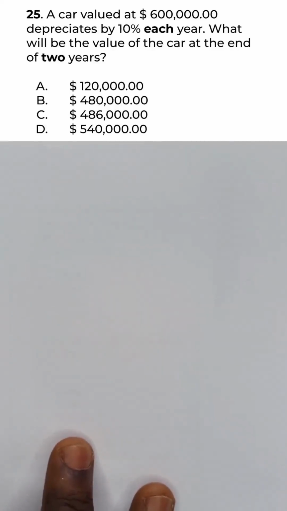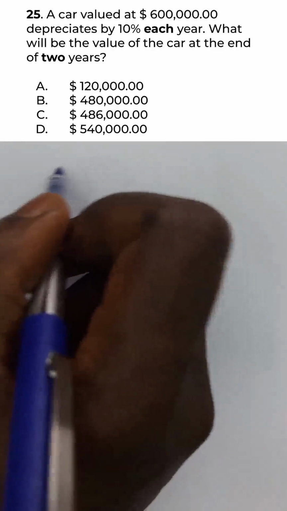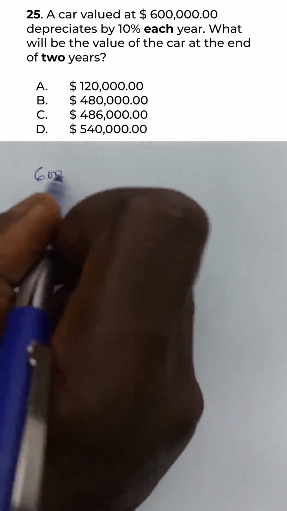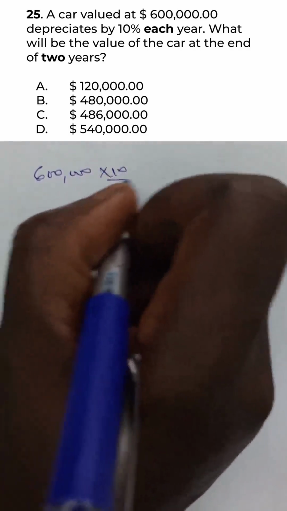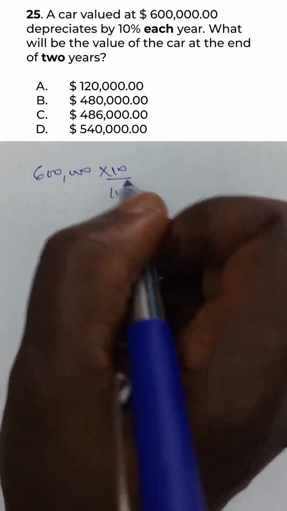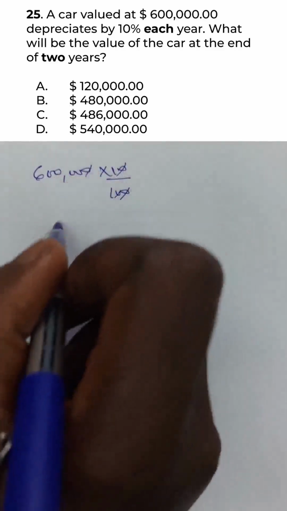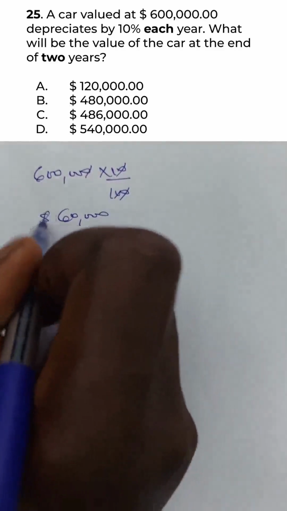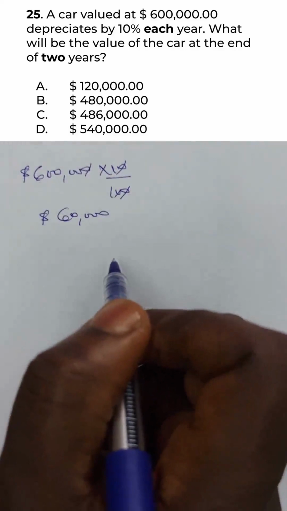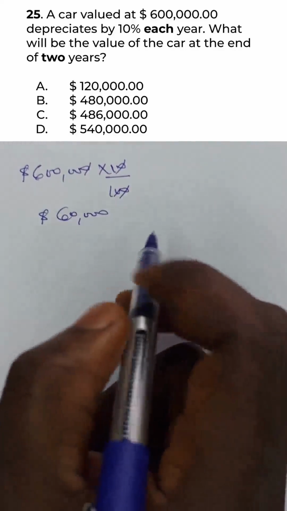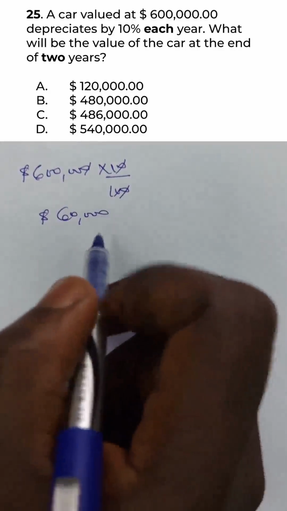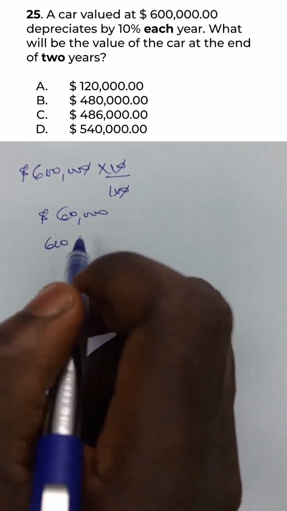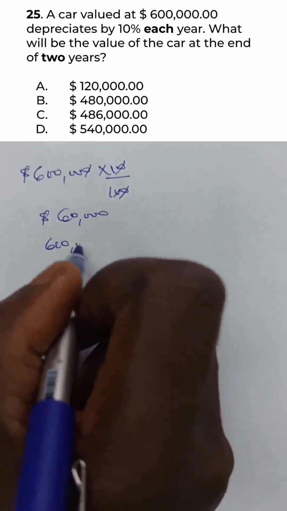Question number 25 is on depreciation. I hope you still remember depreciation. The value of the car at the beginning of the first year is $600,000. So let's calculate depreciation for the first year. We multiply this by 10%, and this is going to give us $60,000. That is the depreciation in the first year. In order to get the value at the beginning of the second year, we're going to subtract the $60,000 from the $600,000.